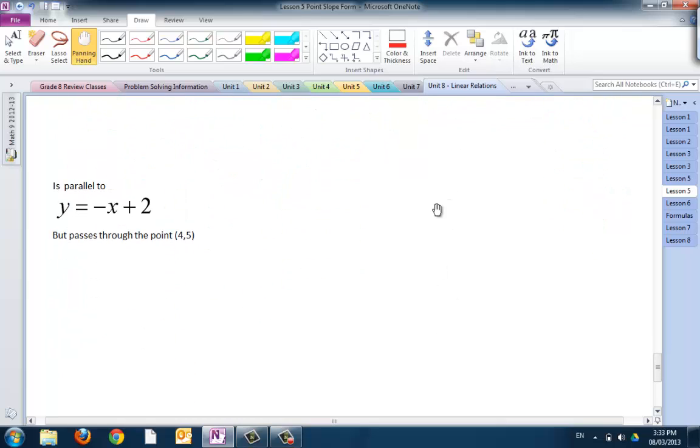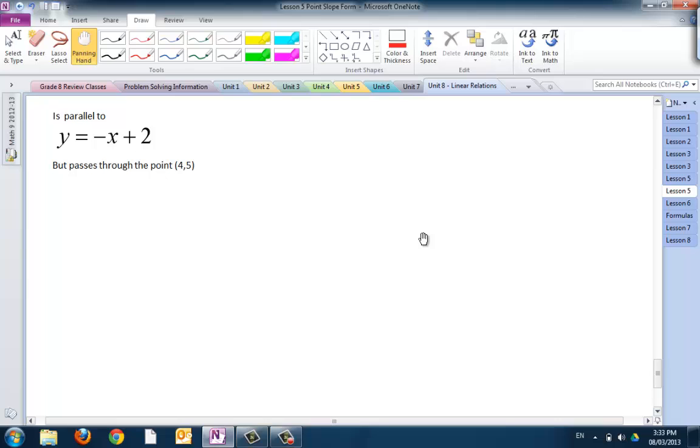Here's one last version that I'll do, and this is a different type of equation. It'll say something like, oh, find the equation of a line that is parallel to this one, but passes through this point (4, 5). Well, what do I know about this line here? If it's y equals minus x plus 2, I know that the slope of that line is actually right in here, and it's implied negative 1. That's the slope of the line.